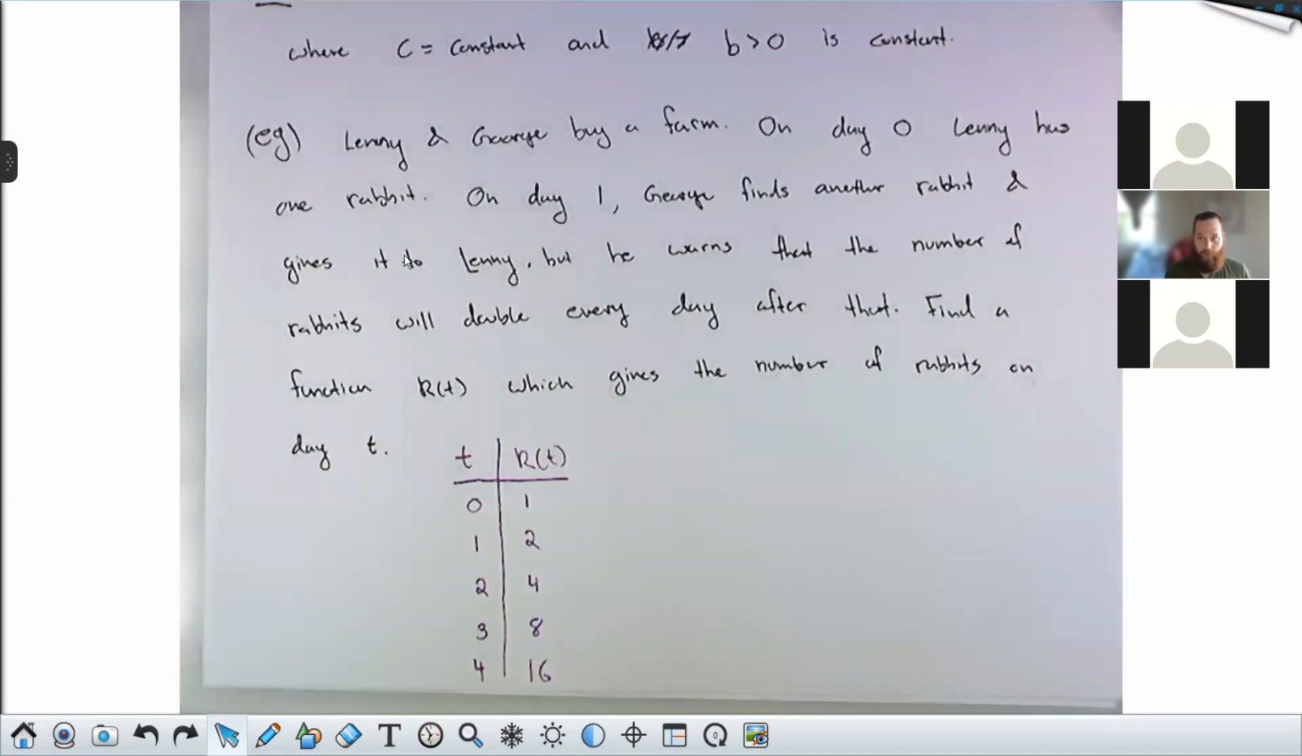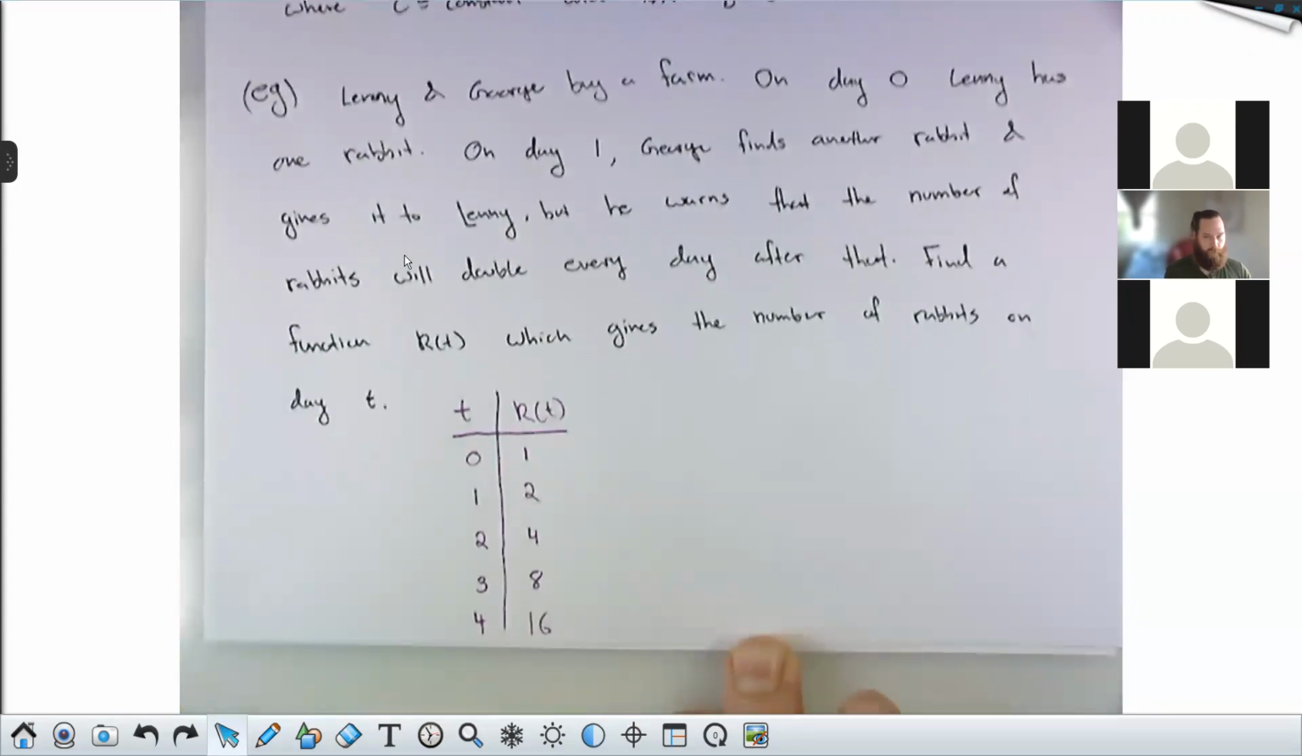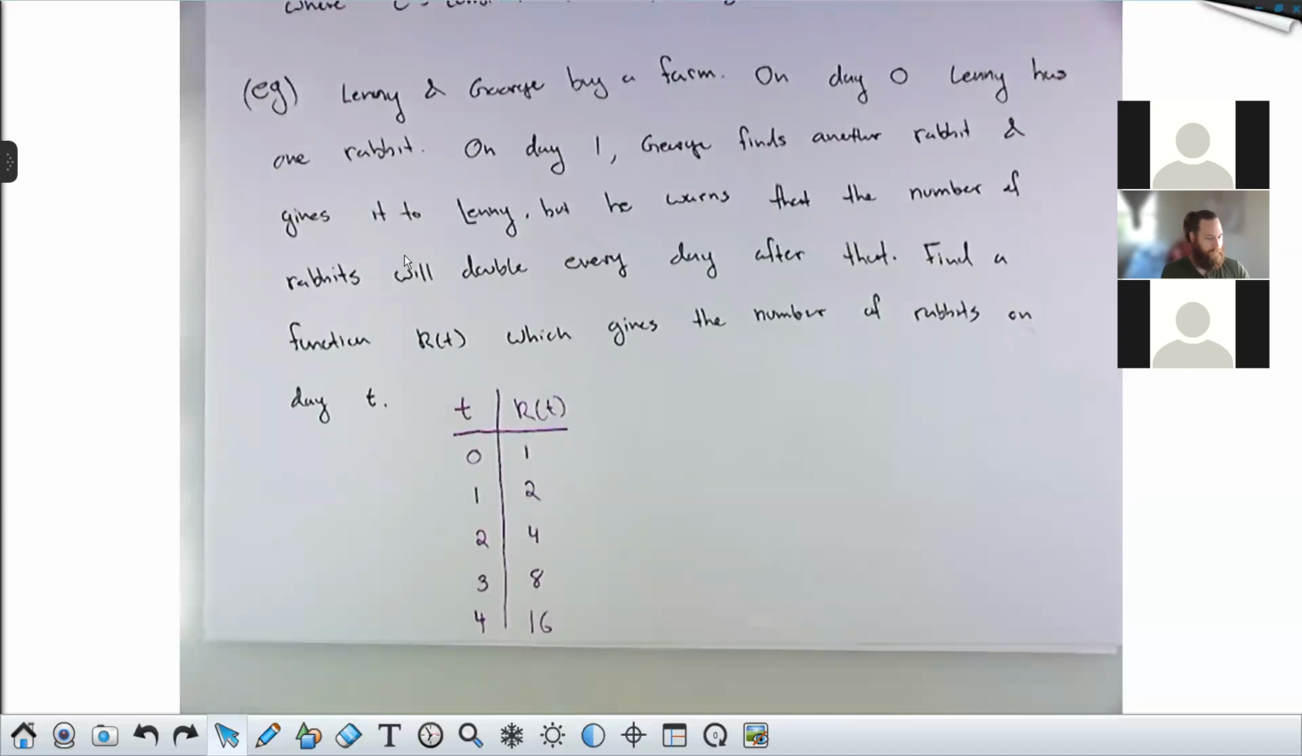So a few fun observations. George and Lenny are very quickly going to drown in a sea of rabbit poop. This farm will quickly be overrun by rabbits. But this being a math class, instead of worrying about the rabbit poop, what I'm worried about are these numbers. Do you recognize anything special about these numbers? All observations are welcome.